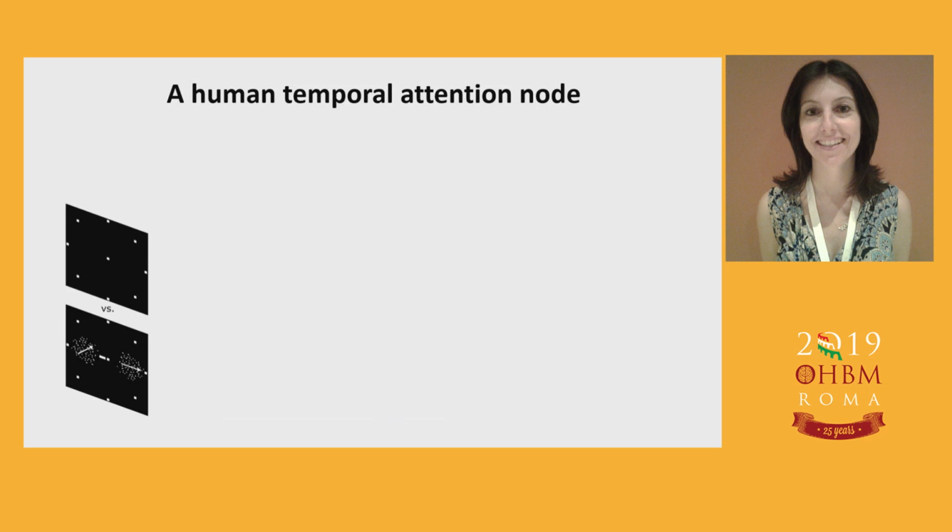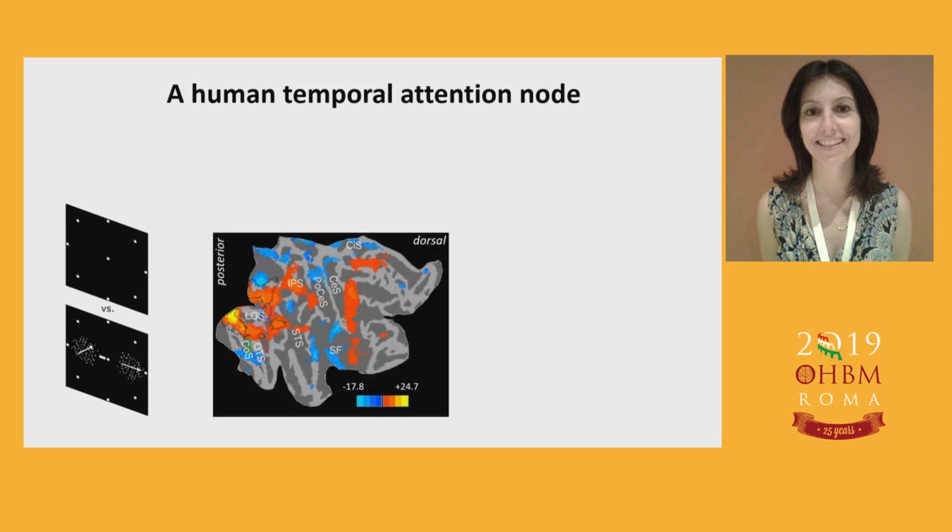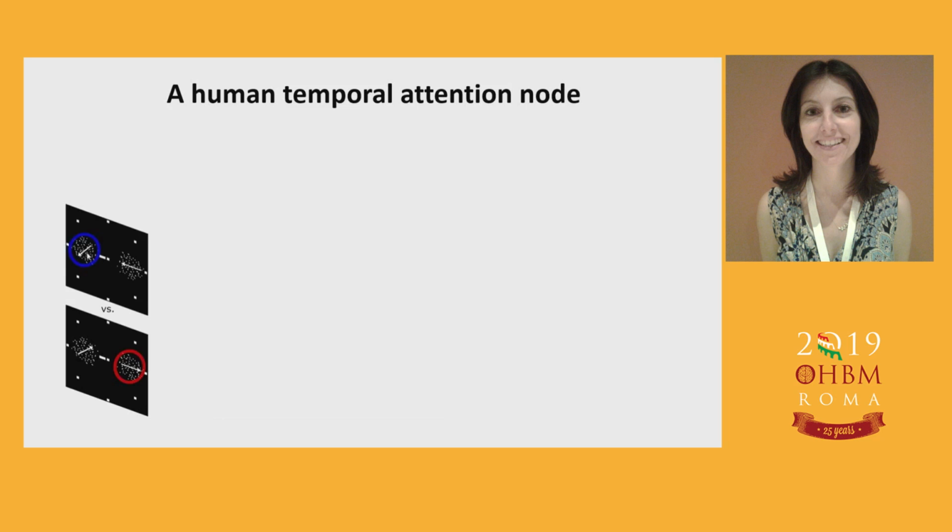And we found activation, this is a flat map of the human brain, group analysis, in frontal cortices, in parietal cortices, as expected, early visual areas, and activation here in the temporal lobe. But to be more specific, we compared a condition in which attention was paid to the left and attention was paid to the right, so to isolate the attentional component and get rid of visual stimulation, motor response, and so on. And here is what we found.